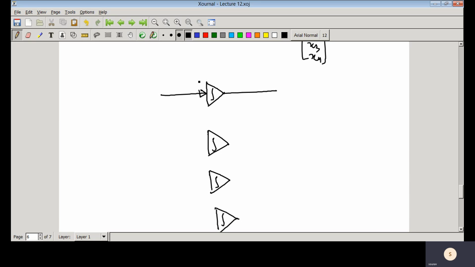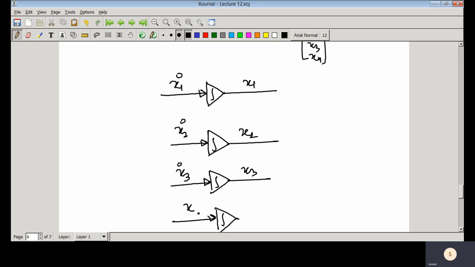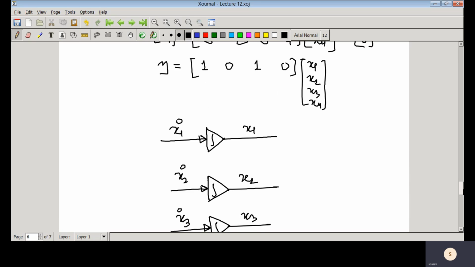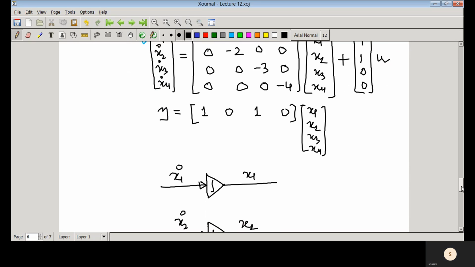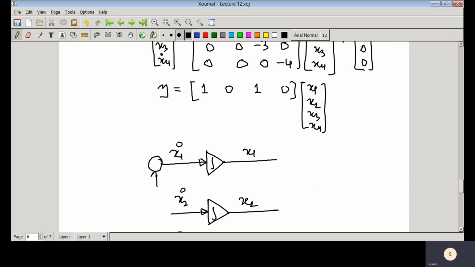So this is x1 dot, so this is x1. Here you have x2 dot, here x2, here x3 dot, you have x3, and x4 dot, here you have x4. So there are 4 integrators, and here you can see that x1 dot equal to -x1 plus u. So -x1 plus u means the control input is connected here.